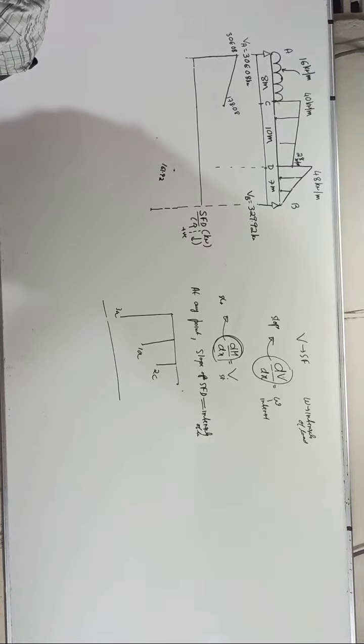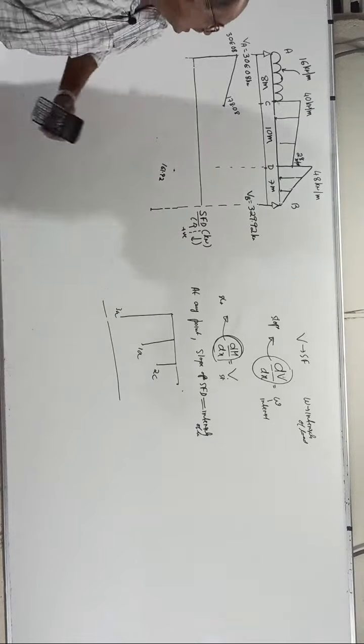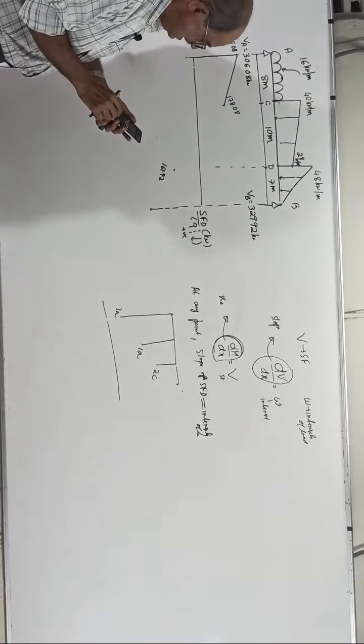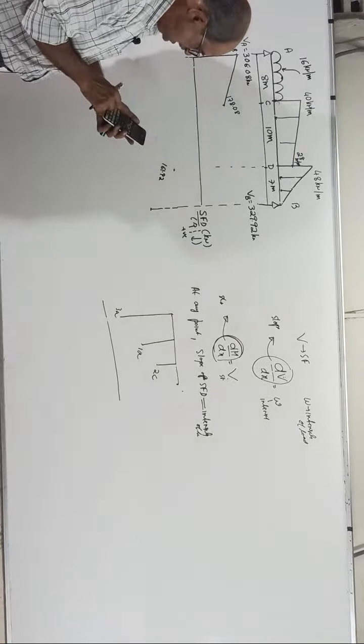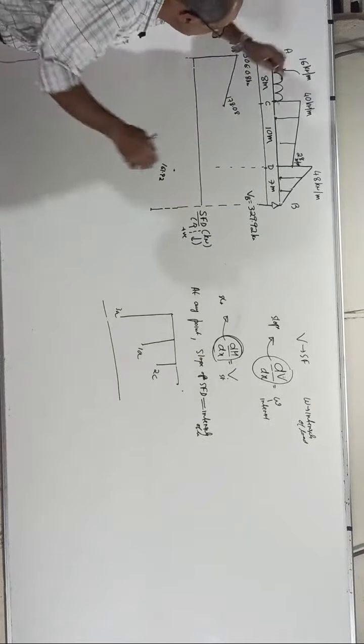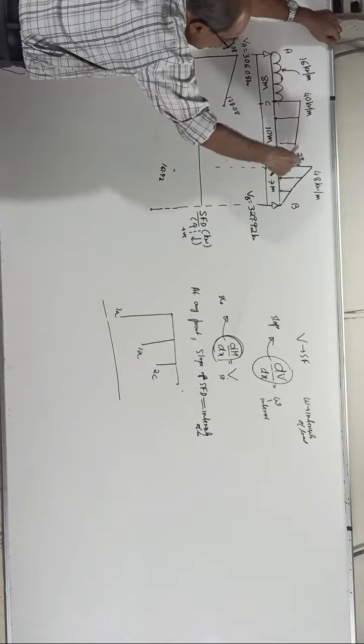Is that correct? Last time's answer, 161.92. Correct? Okay. So now, 161.92. Let me check once again. Minus 24 into 7 is... Okay, correct.